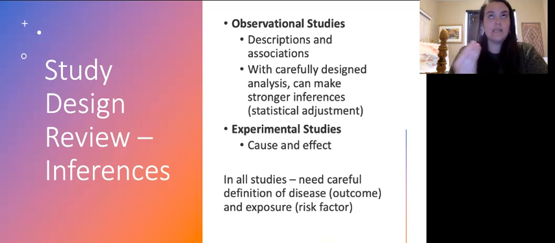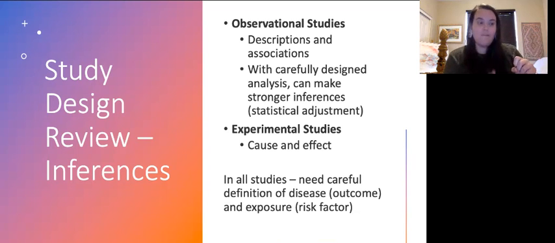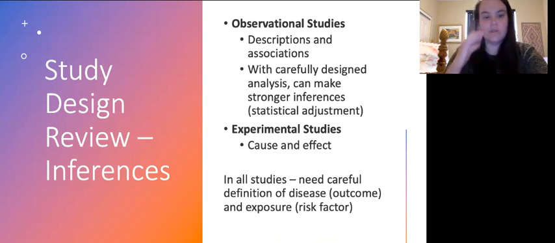However, experimental studies are the gold standard for determining cause and effect. If we randomly assign everyone to be either really physically active or not physically active at all, and follow them over time to see if they get heart disease, that's our gold standard. We are effectively assigning them their exposure. But in all studies, we have to have careful definitions of our outcome, sometimes called disease, and our exposures and risk factors. So definitions are very important, no matter what type of study.